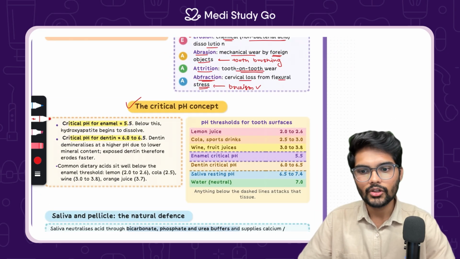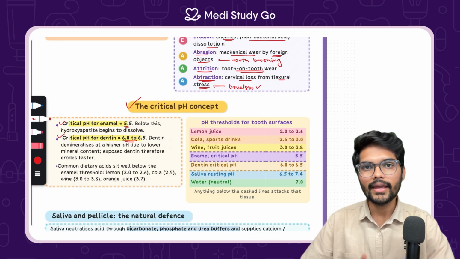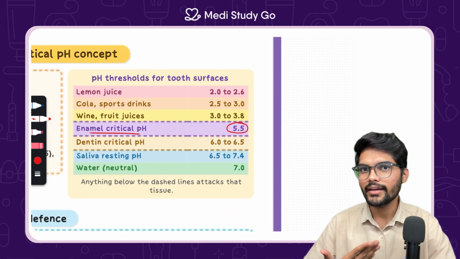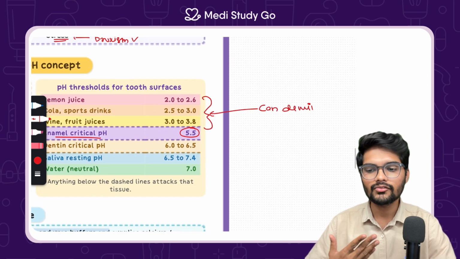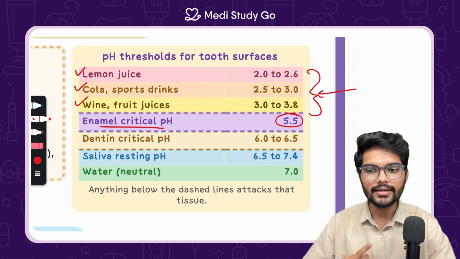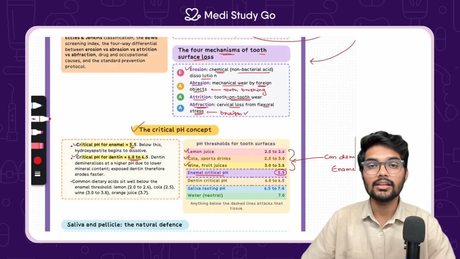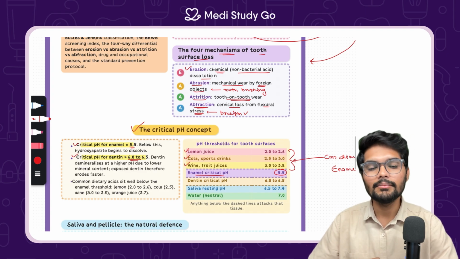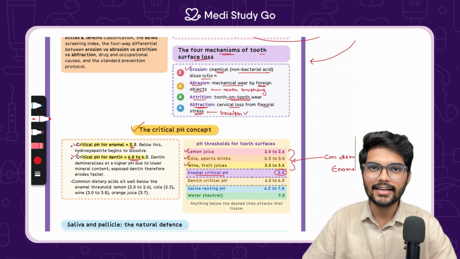Let us understand the critical pH concept. So the critical pH for enamel is 5.5 and that for dentin is 6 to 6.5. So any substances which have a critical pH below 5.5 are going to start wearing off enamel, and these substances mainly include lemon juice or citrus fruits, cola, sports drink or carbonated drinks, and wine and fruit juices, because they have a very low pH, which is really not healthy for your teeth. In fact, it can demineralize enamel instantly. So these are the points which you need to understand about dental erosion.